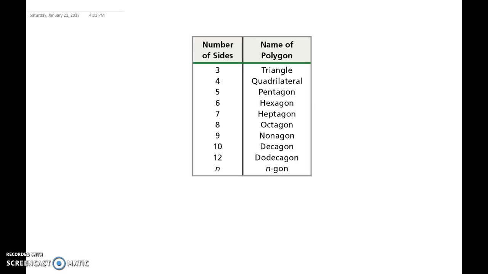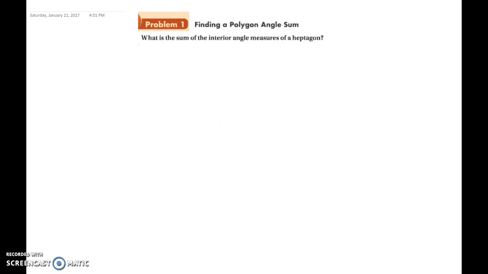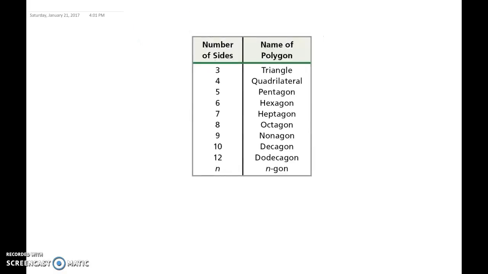But it's important that you freeze this, write this down, remember this table because we're using it now in this question. So it says, what is the sum of the interior angle measures of a heptagon? All right, so first you need to know what a heptagon is. And a heptagon is a 7-sided figure. All right, so we have 7 sides. You need to be able to do this.